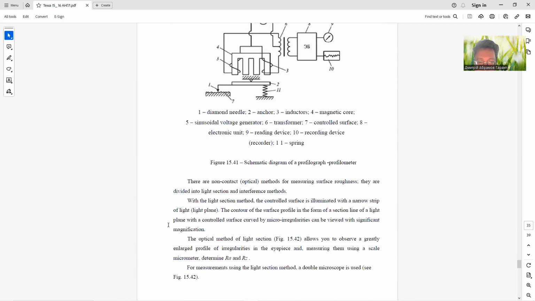There are non-contact optical methods for measuring surface roughness. They are divided into light section and interference methods. With the light section method, the controlled surface is illuminated with a narrow strip of light plane. The contour of the surface profile is the form of section line of a light plane with a controlled surface curved by micro irregularities, which can be viewed with significant magnification.